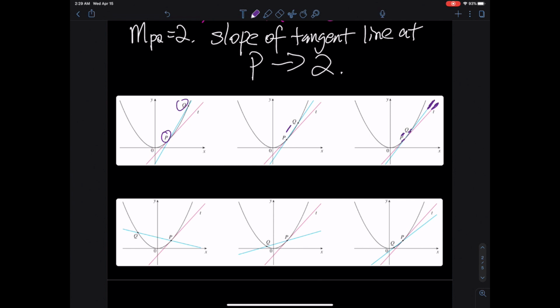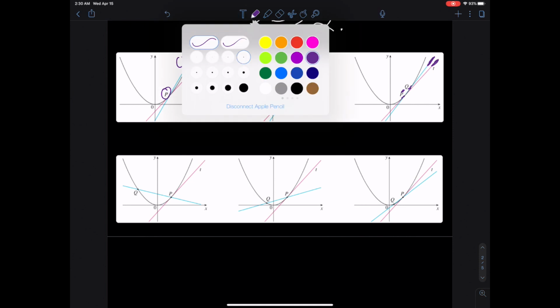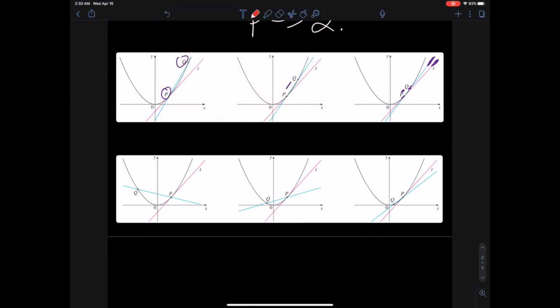So this one is Q approaches P from the right. The other one is Q approaches P from the left. We have point P and point Q, and then we make them closer, and then even closer. As Q is getting closer and closer to P, this line is going to be very similar to the tangent line.